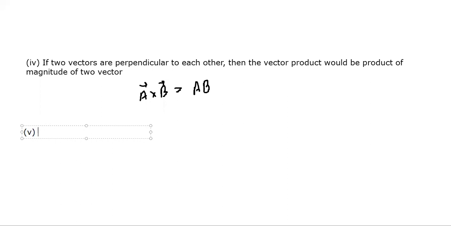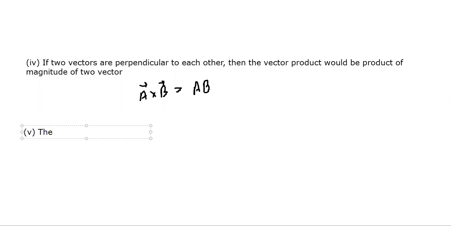Now suppose you are doing vector product of vector by itself. So what you will get? You will get answer 0. Why? Because if you're doing a vector product of a vector by itself, the angle would be 0 degree and sine 0 is 0. So that's why vector product by itself is 0, or you can say a null vector.